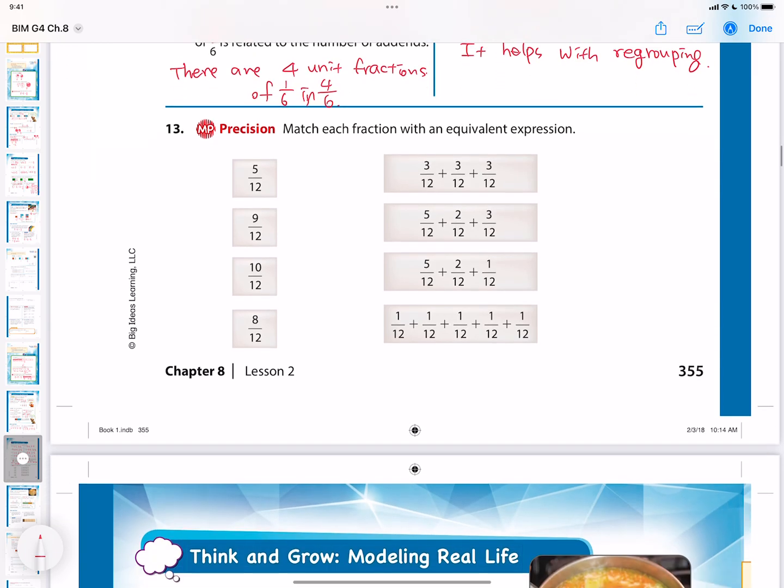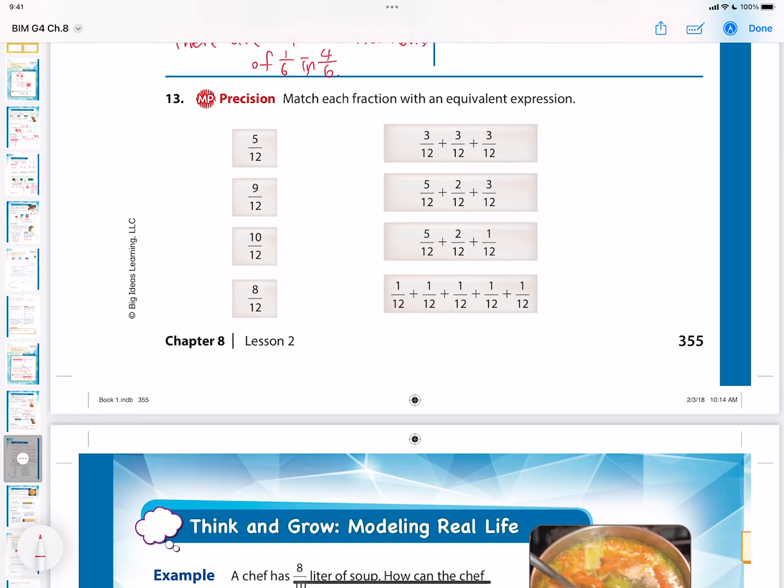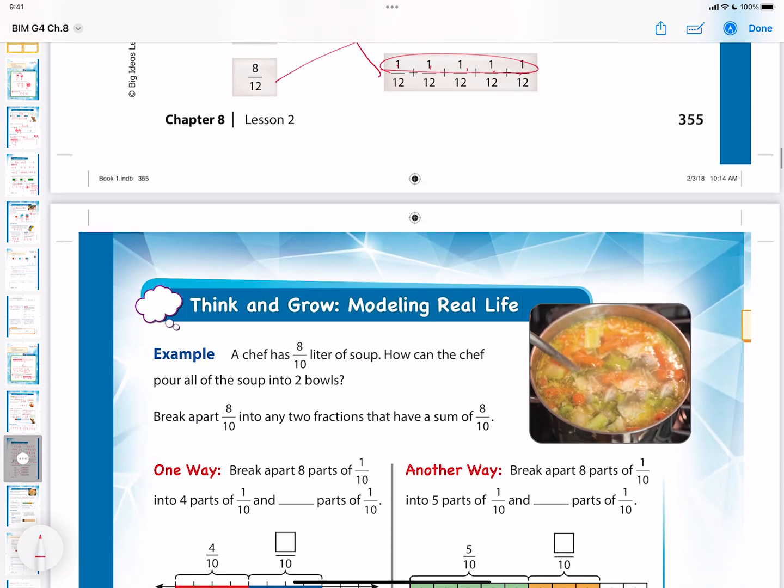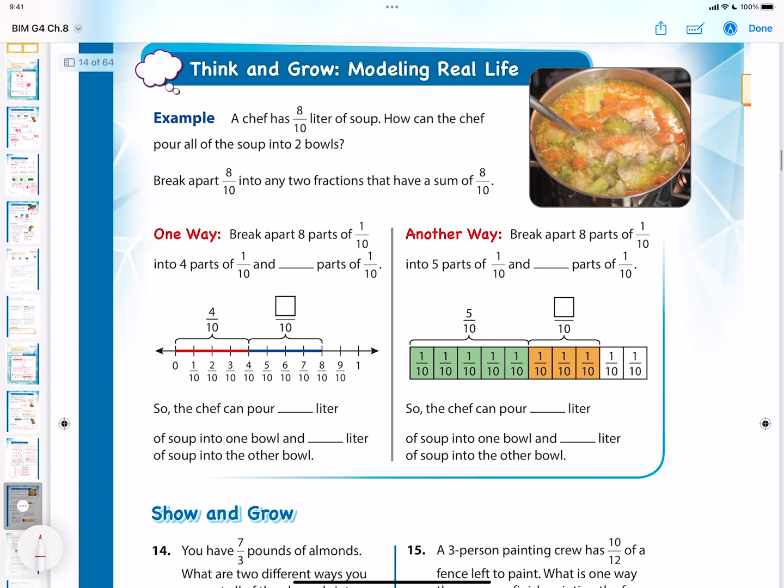Okay, number 13. Match each fraction with an equivalent expression. Now 5/12. Let's find out 5. So here 1, 2, 3, 4, 5 unit fractions. Yep, that's it. 9/12. It seems like this one. 10/12, 8/12. Okay, all you need to do is what? Just add the numerators since the denominators are all the same. Okay, all right, last page already.